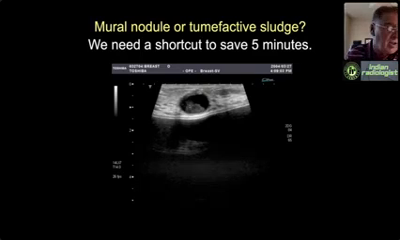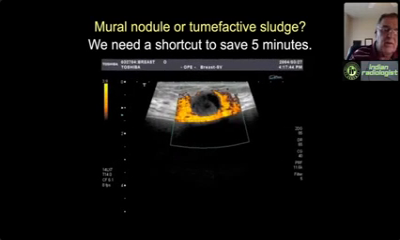But it's so tumefactive, it looks like a mural nodule. So what can I do? I could put her on her side and wait 5 or 10 minutes for this to shift. But I can do fremitus.